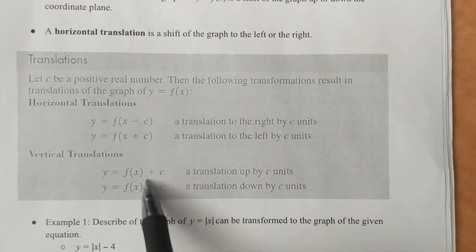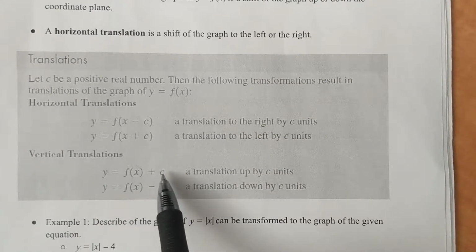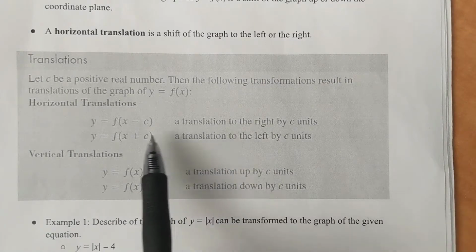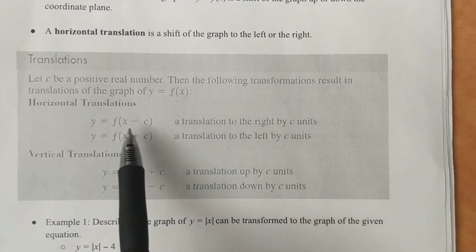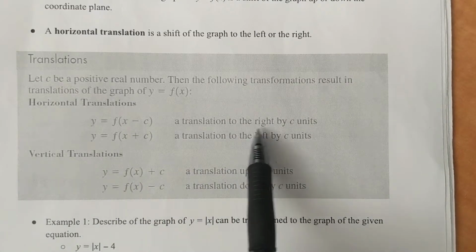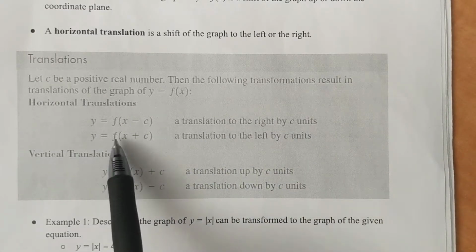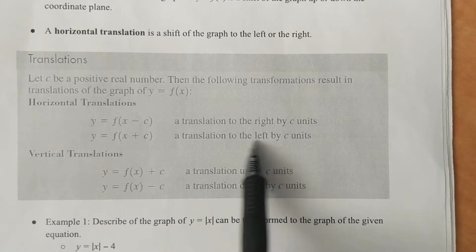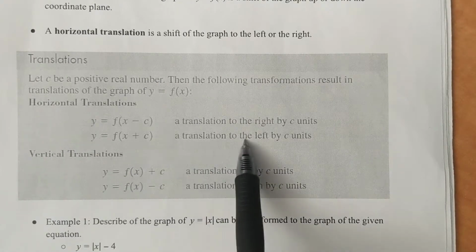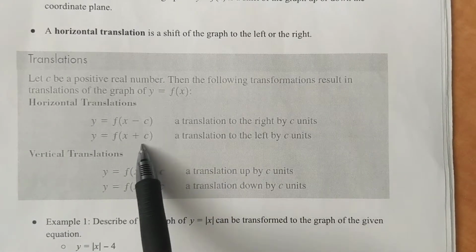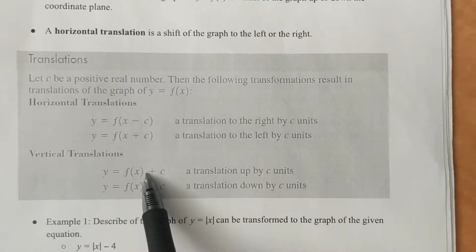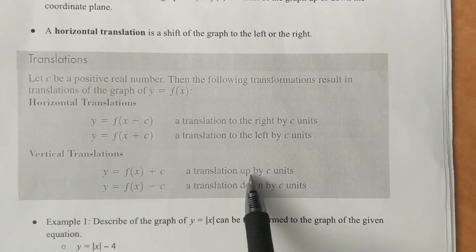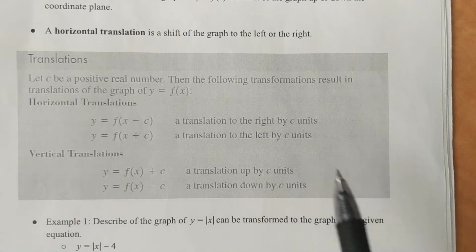Vertical translations appear outside grouping symbols. The one other thing to remember is that horizontal translations are always the opposite of what they appear. If you notice here, you have x minus c and the translation is to the right. x plus c, the translation is to the left. Normally an addition sign will move things to the right and subtraction signs move things to the left. Vertical translations do exactly what they're supposed to do. Plus c moves it up, minus c moves it down.